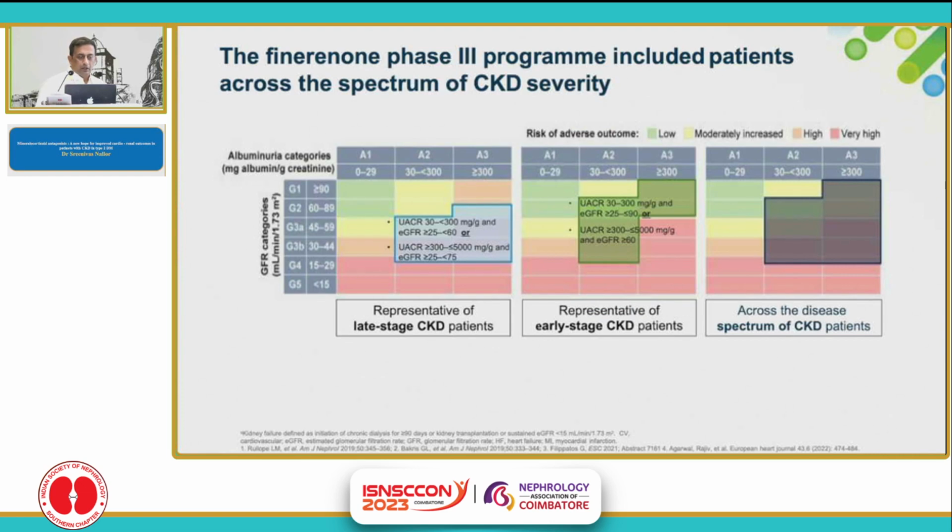And if you look at the Fidelio study, the renal component patients had a higher urinary albumin creatinine ratio and a lower GFR. That is, they fell into the late stage CKD. Patients included in Figaro-DKD were representative of early stage because they had lower albuminuria and a higher GFR. And if you combine both the study populations, you almost cover the entire spectrum of CKD before dialysis. So, a large study population covering the entire CKD spectrum.